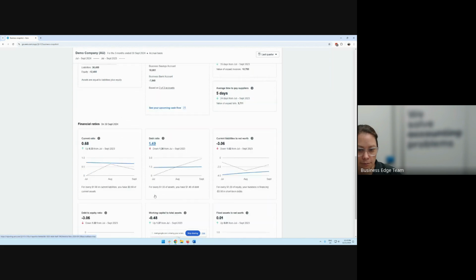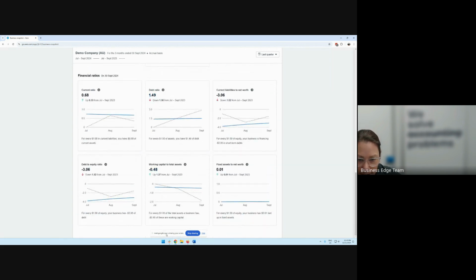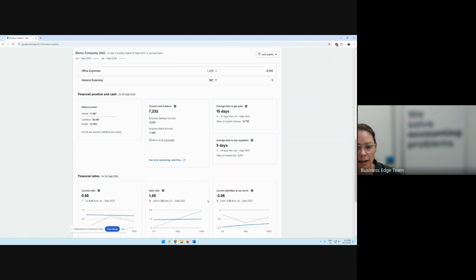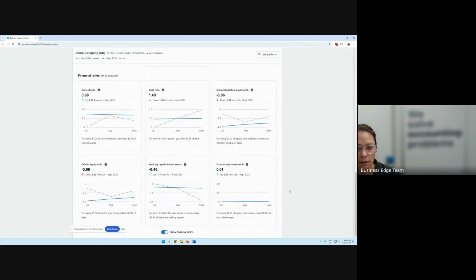Now, these little snapshots you'll see here down the bottom, I'll just see if I can move this. You can actually turn this off if it's too much noise for you, or you can turn the financial ratios on, depending on how comfortable you feel with them. Ratios are just telling you, every time you do this, this is the ratio that you're sitting on. And you can find ratios quite helpful in your business if you know which ratio you think is going to suit you to review.